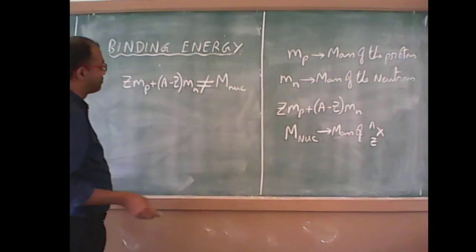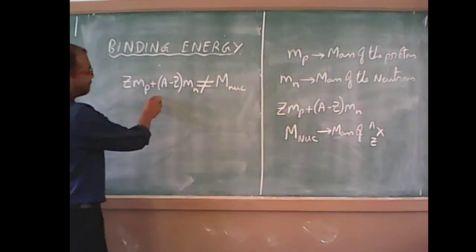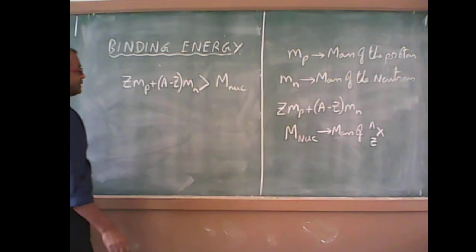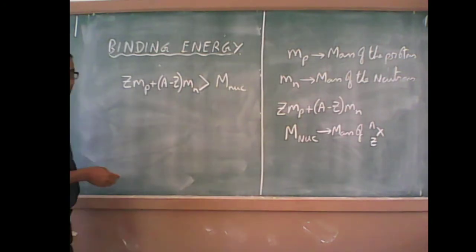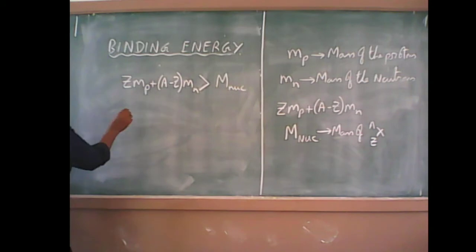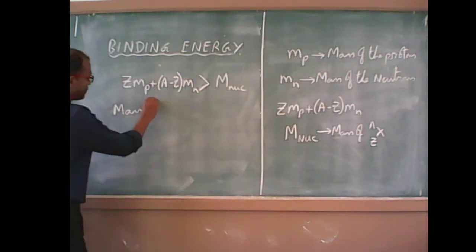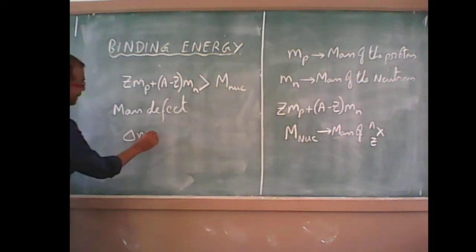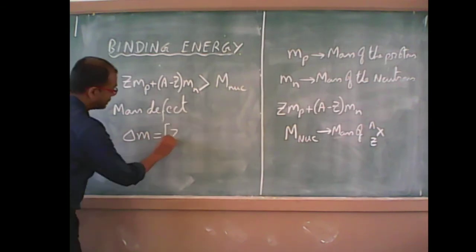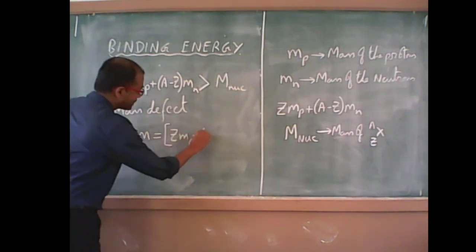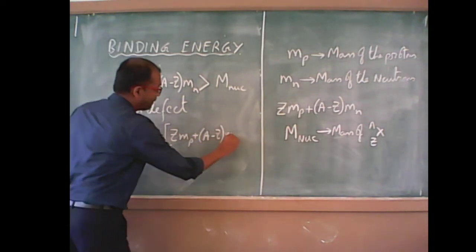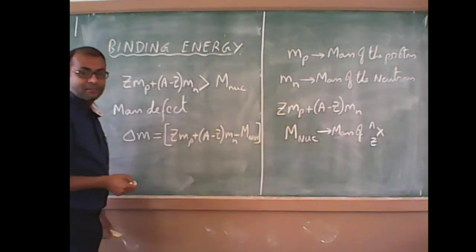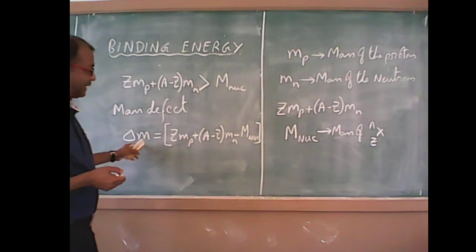So what is usually found is that this sum is greater than the mass of the resultant nucleus that is formed. This difference in mass is called the mass defect for this nucleus. The mass defect is denoted by the symbol del m. So for this nucleus, it will be equal to Z Mp plus (A minus Z) Mn minus the mass of the resultant nucleus that is formed. This difference in mass is called the mass defect.